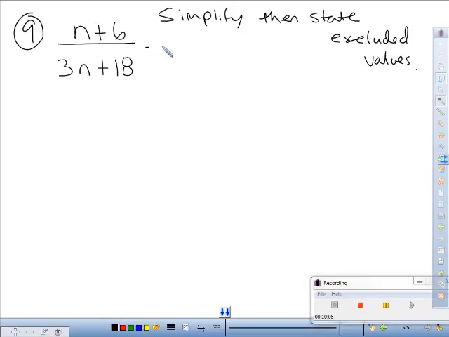So now I'm going to put that back on top, but here there's a GCF. So Samantha, what's the GCF on the bottom? It would be 3 right there. 3 goes in 18 also. I'm left with what, Sarah? Yes, n plus 6.